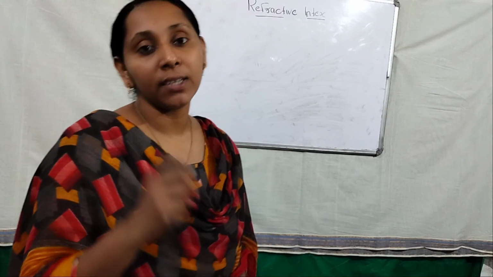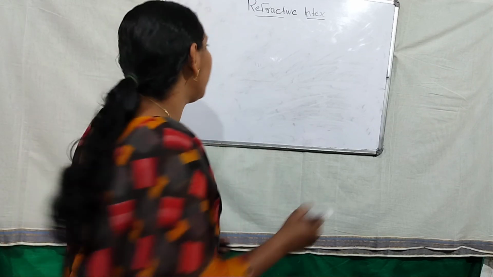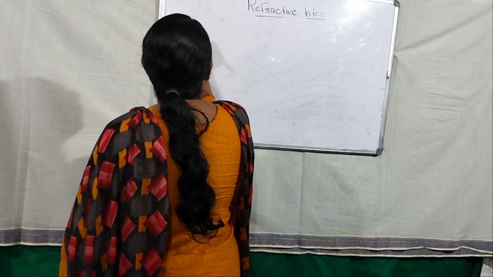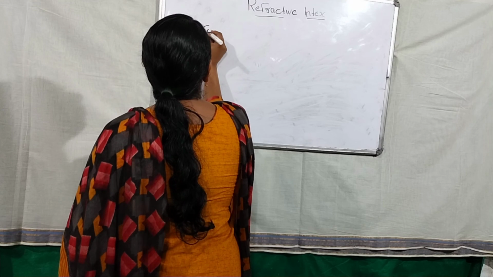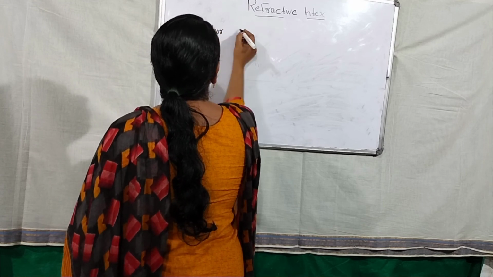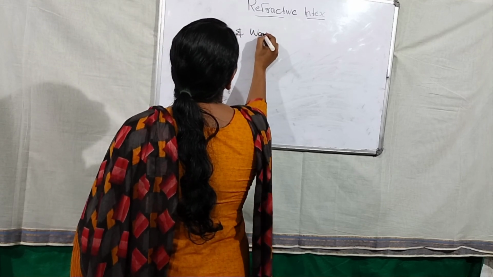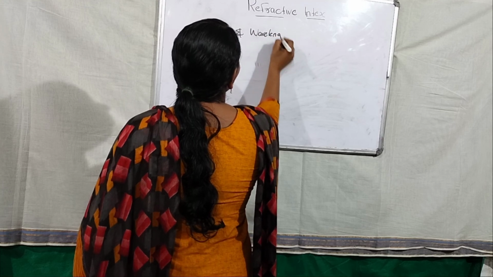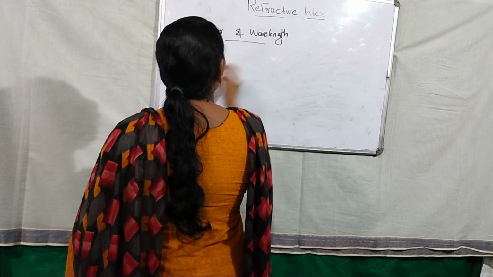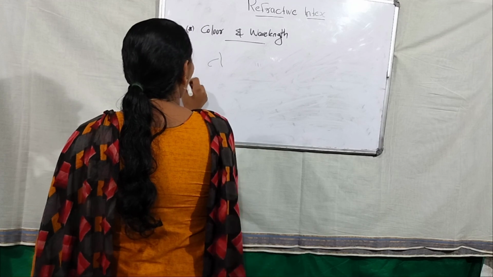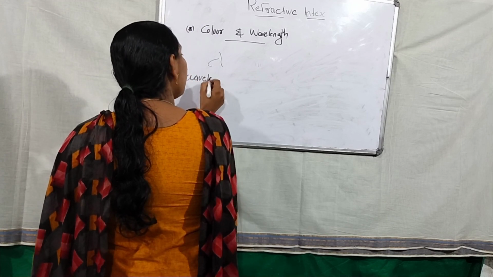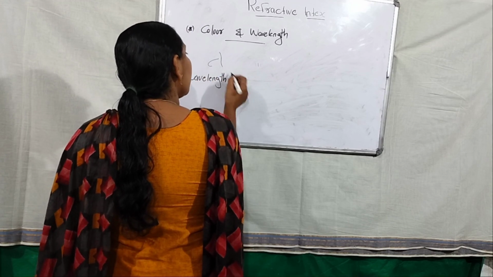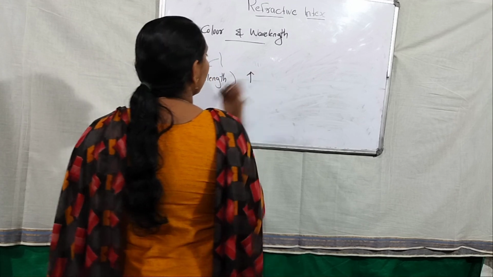And the last one, the important one, is color and wavelength. The relation is like that. Lambda is the symbol of wavelength, you already know. So wavelength increases.